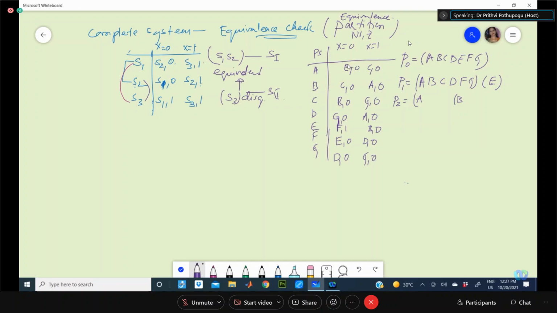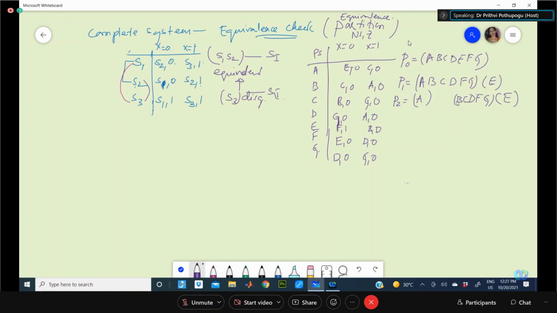B and E are distinguishable, so AC is distinguished. Next, AD goes to GE, so D is distinguishable. AF goes to EG, so F is also distinguishable from A. Next, AG goes to ED and CG. CG is equivalent, but E and D are distinguishable. So A and G will be distinguishable. So this cannot be further distinguished. So write it as next.